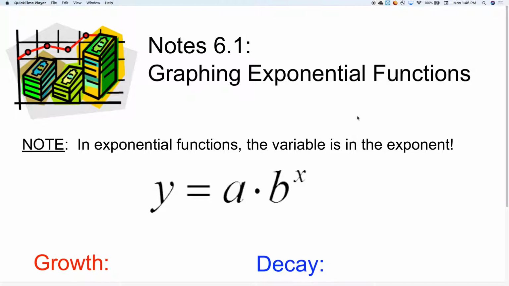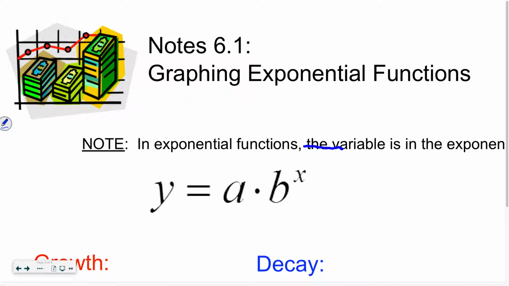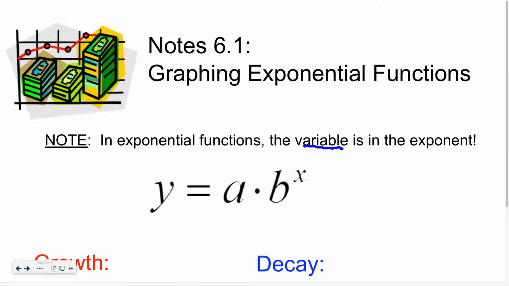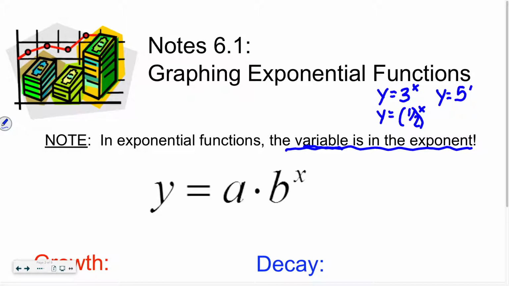So I have a note there at the top: what makes something exponential? The variable is in the exponent. So these are things like y equals 3 to the x, y equals 1/2 to the x, y equals 5 times 2 to the x.